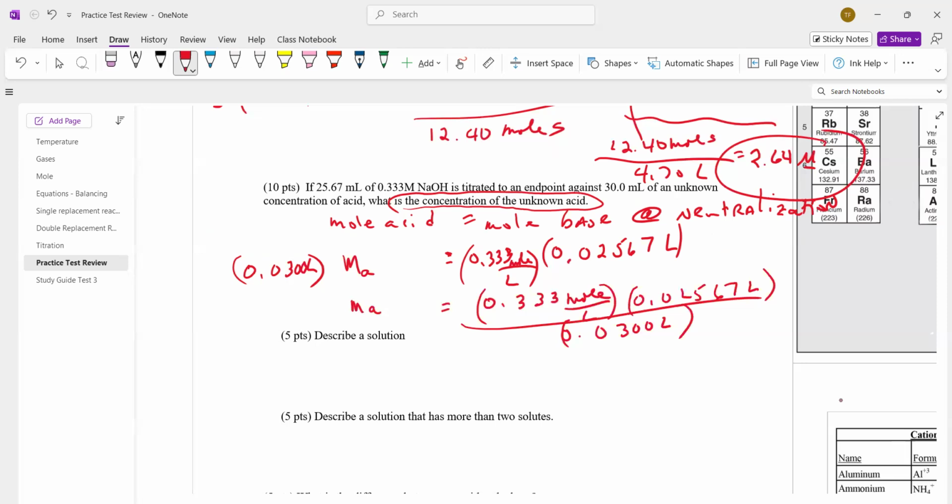Now, if you can't convert the milliliters to liters in your head, do separate calculations. Get those over to liters. You want everything in liters. We're looking at 3 sig figs. So that's 285.